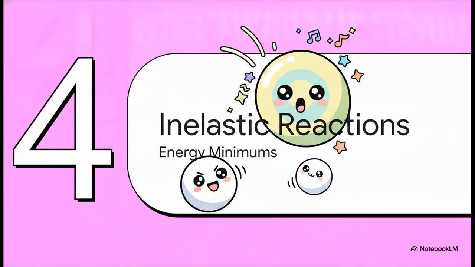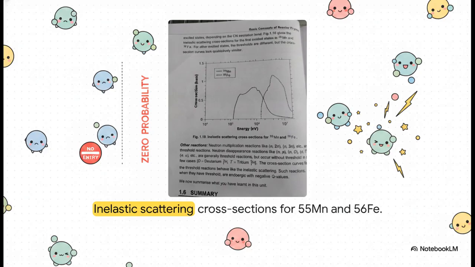Moving right along, Section 4, Energy Minimums for Inelastic Reactions. This is our third game in the subatomic arcade. This is where a neutron hits the nucleus, but it hits hard enough that it actually leaves the target nucleus in a jittery, excited state. Notice something vastly different about the inelastic scattering for manganese and iron here? The probability lines don't even start until you're halfway across the energy axis. There is absolutely zero probability on the left side.